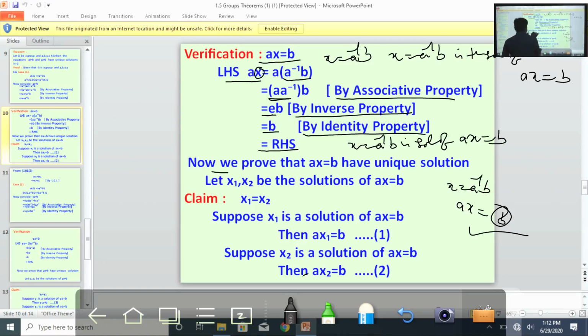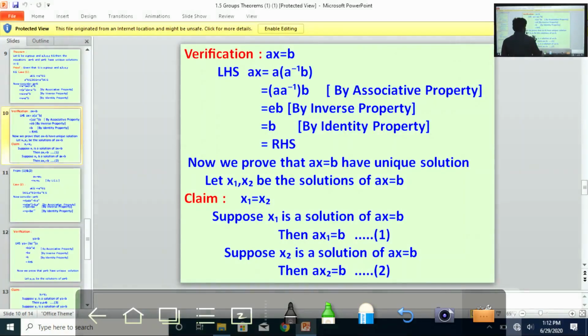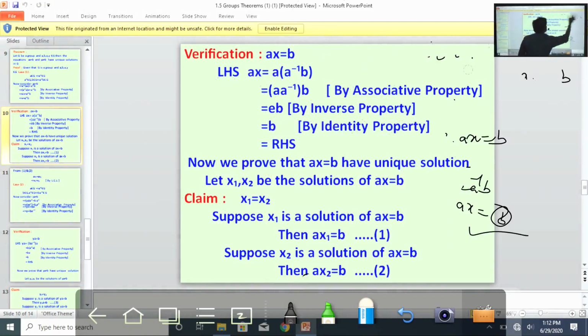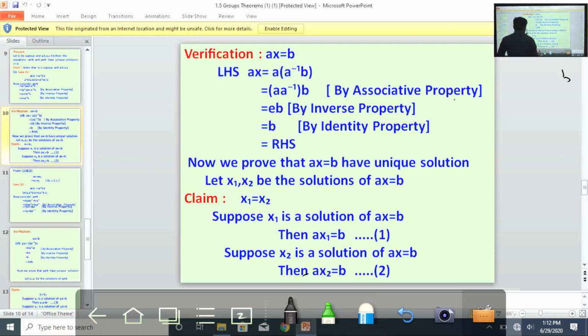Now we prove that this solution is unique. Suppose x1, x2 both are solutions of Ax equal to B.